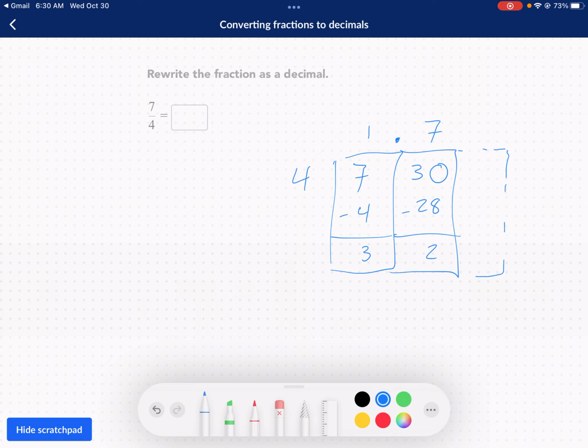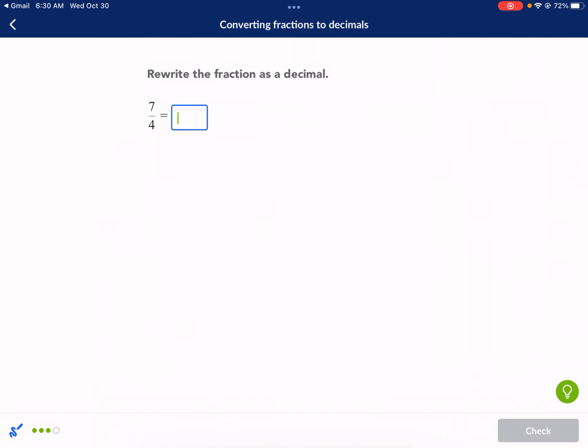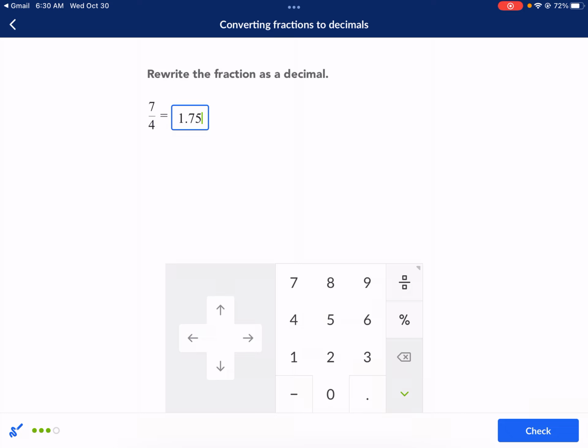I have to add another box. I should have done dotted line with this one, that I added this box. There we go. Little art going on. Okay, so there's 0 there. I bring up the 2. It's 20. 4 goes into 20 5 times. Look at this amazing handwriting. I have remainder 0. So it's 1.75. Okay, so 1.75 is my decimal form of this fraction.